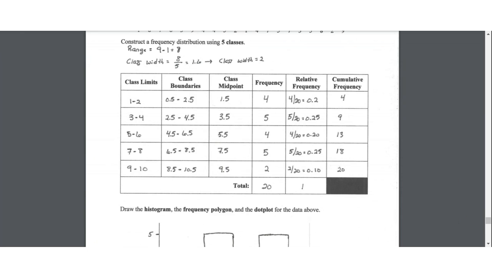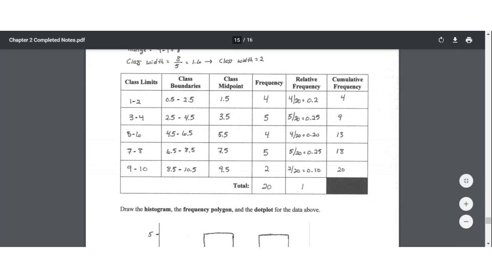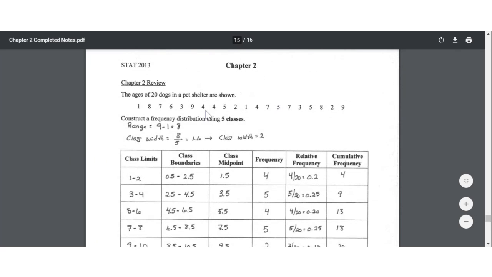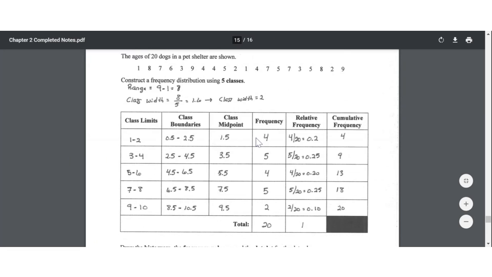So the next one we want to do is the frequency. We need to see how many numbers between 1 and 2 lie in this data set. So we have 1, 2, 3, 4. So the frequency of that one is 4. Then the relative frequency is equal to the frequency of this class divided by the total frequency, which is 20. So it'd be 4 over 20, which is equal to 0.2.